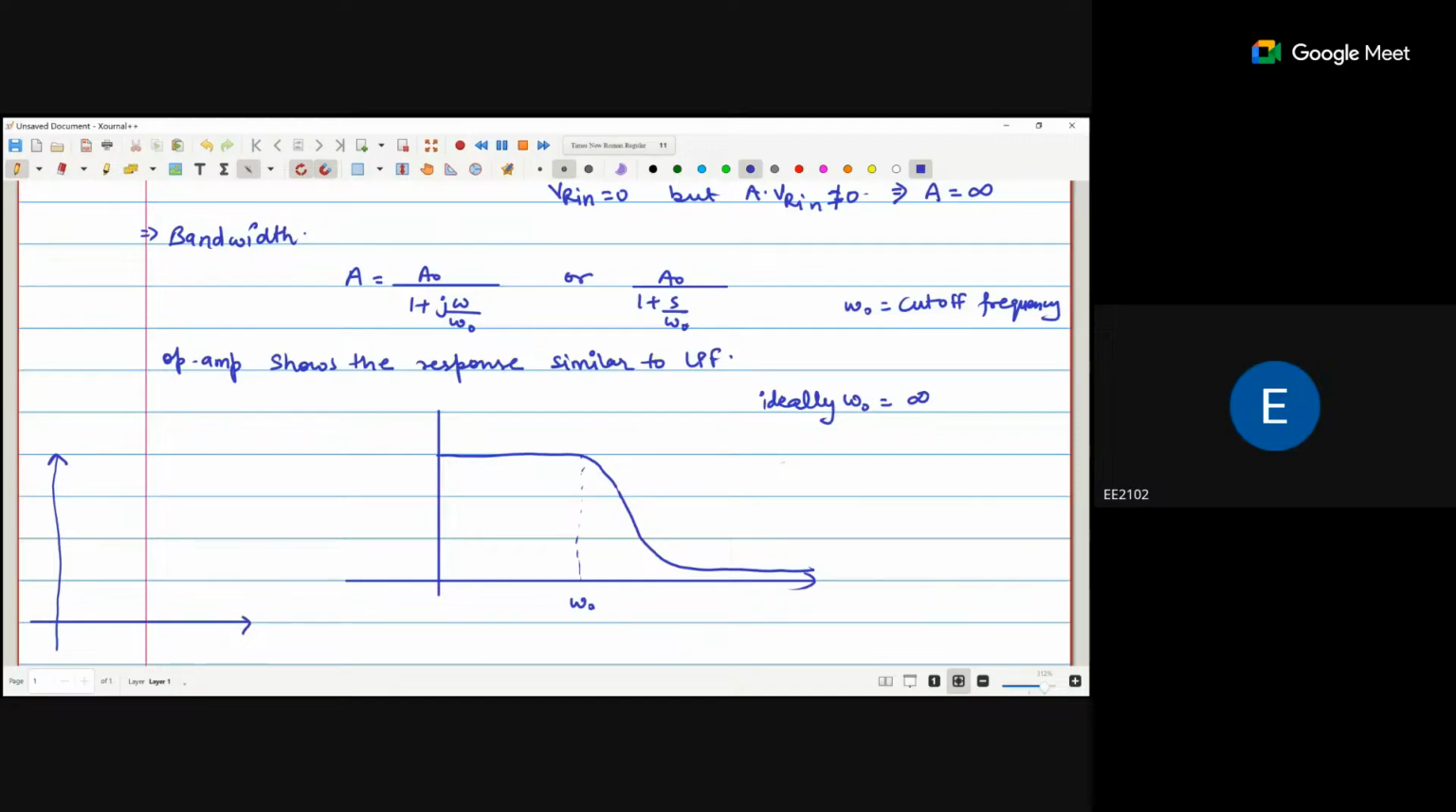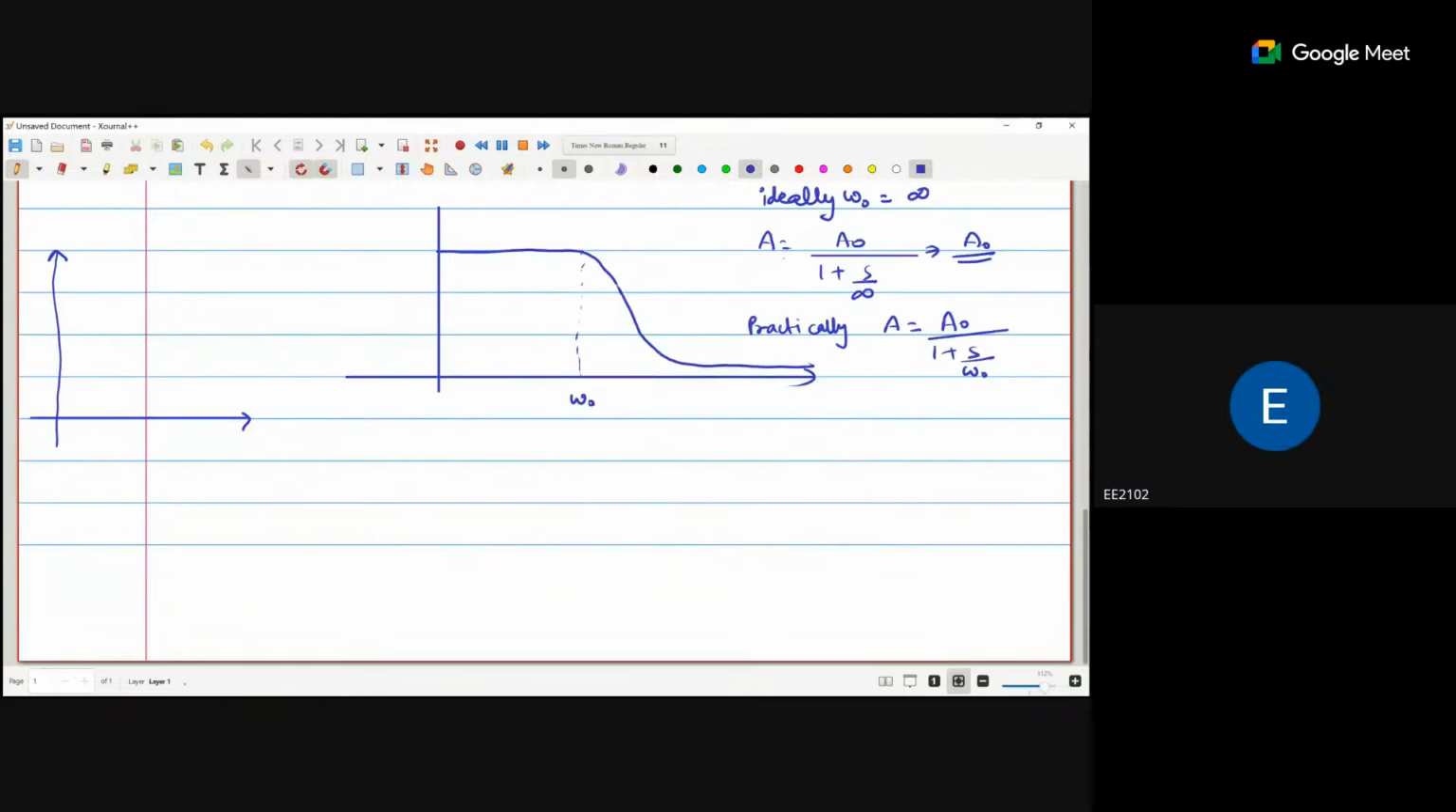Okay. So ideally, omega naught is infinite. So when I put omega naught as infinite, A is equal to A naught upon 1 plus S upon infinite. So that is the A naught, simply gain. This A naught is not dependent on any particular frequency, but practically, in a non-ideal case, the gain of operation amplifier is A naught upon 1 plus S upon omega naught.